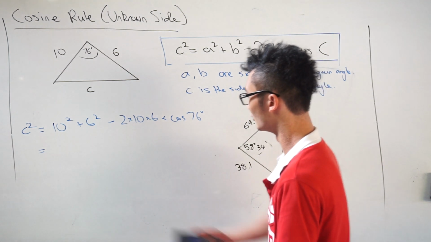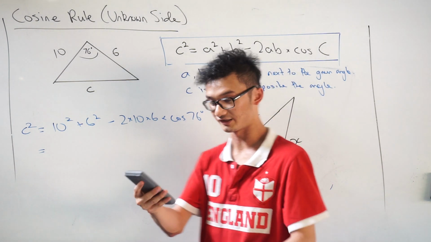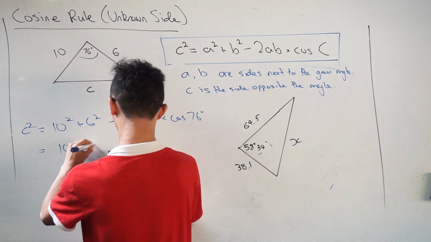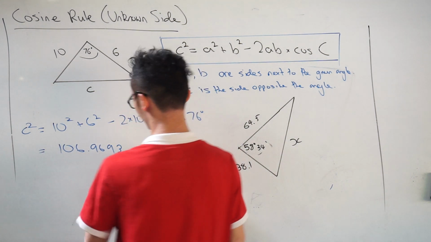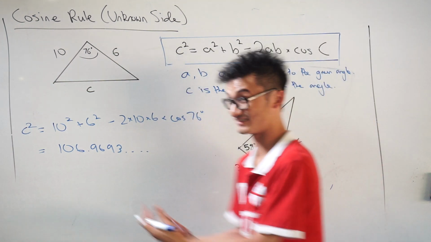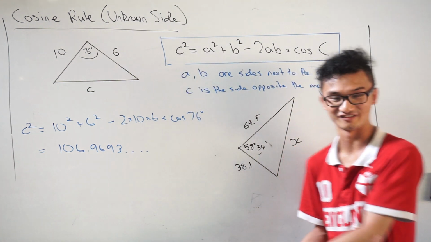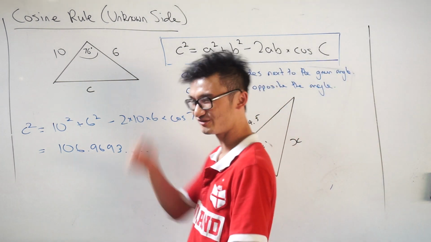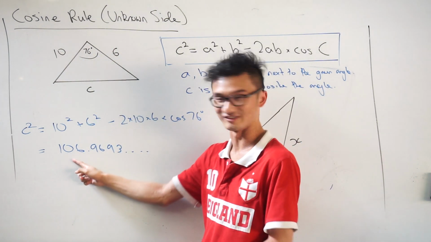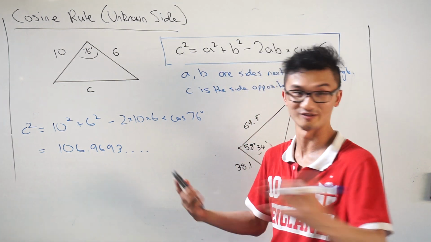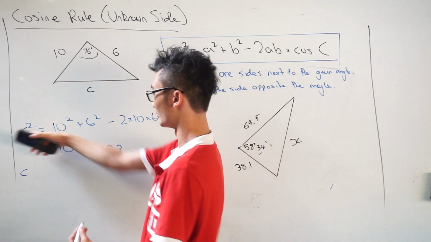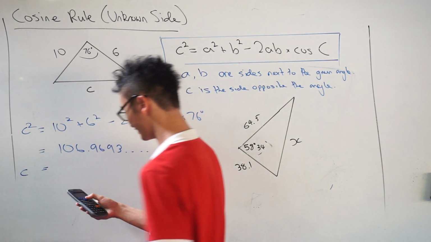It's a good idea when you're evaluating on your calculator to put in that whole expression. So I get 106.9693, and the decimals keep going. At this point, students often leave that as their answer because they think, yeah, I found the length. But you want to be doing some error checking in your head, because if this is 10 and this is 6, it doesn't make sense that that's 106 point something. What I forgot to do is take the square root, because that was what c squared is equal to. I need to find what c is.